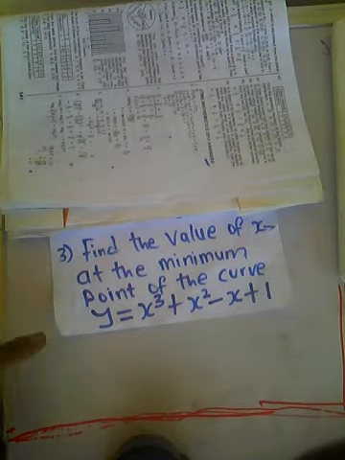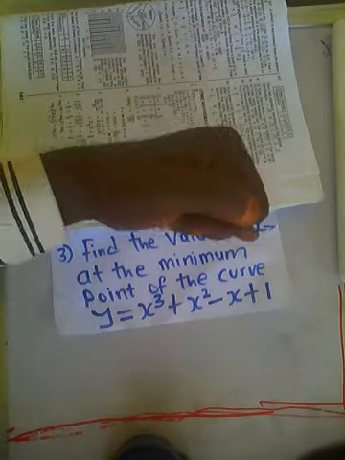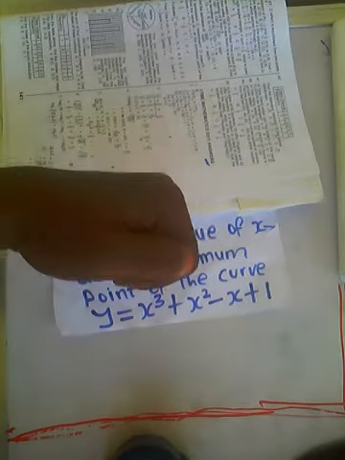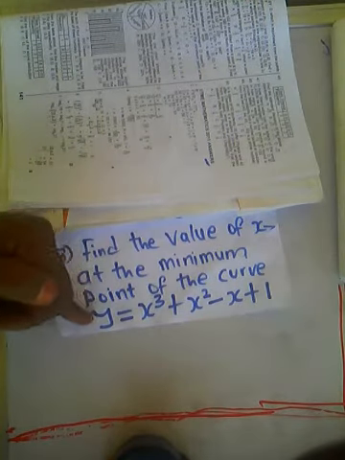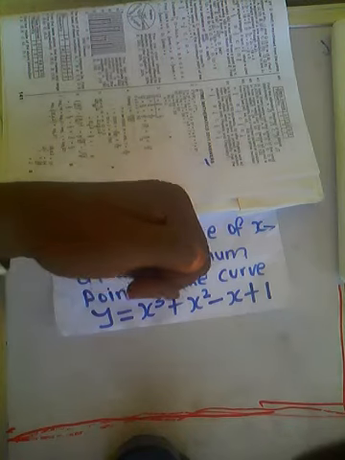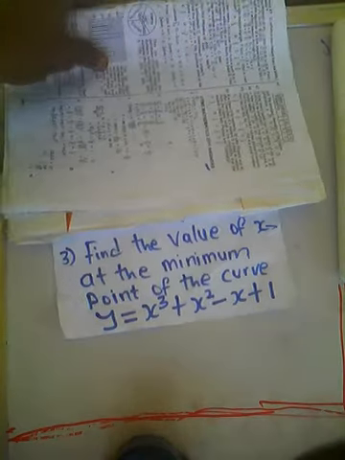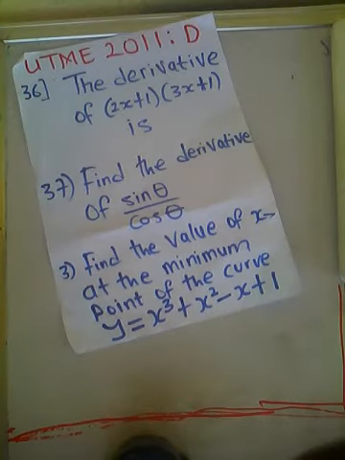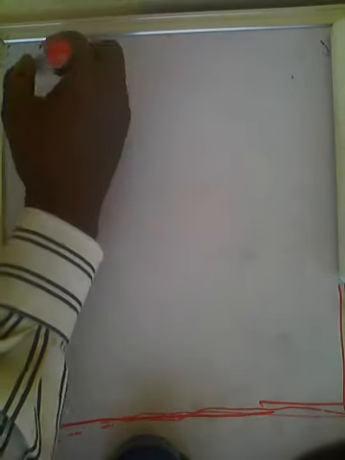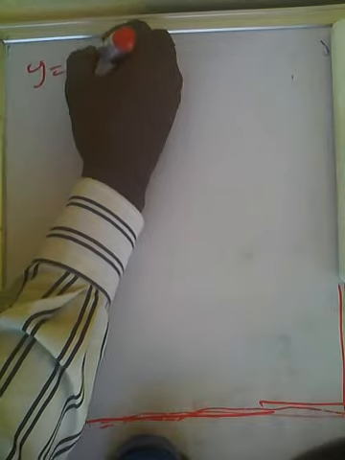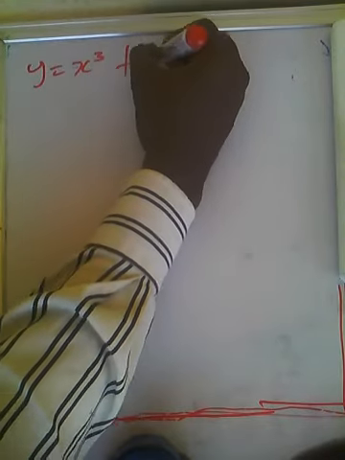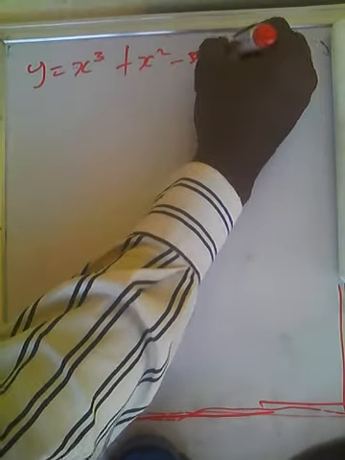The question says: find the value of x at the minimum point of the curve y equals x to the power 3 plus x to the power 2 minus x plus 1. This problem can be solved this way. We have y equals x cubed plus x squared minus x plus 1.